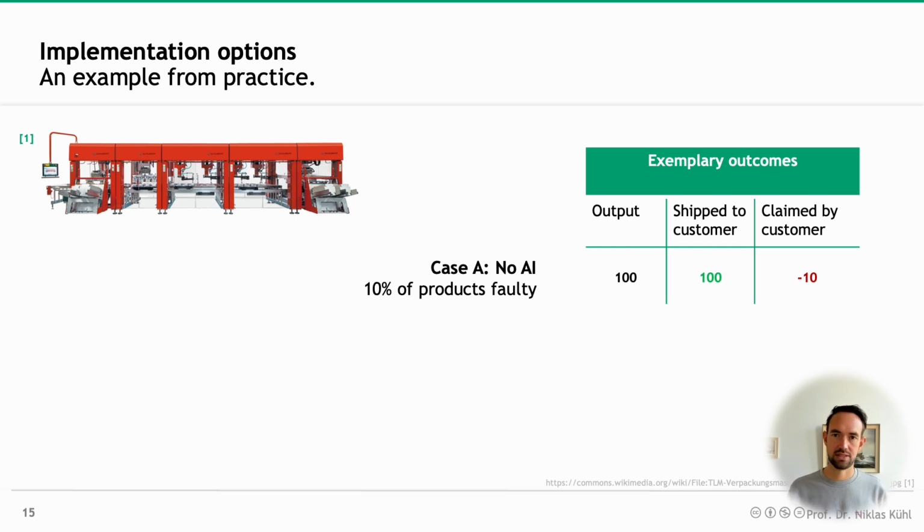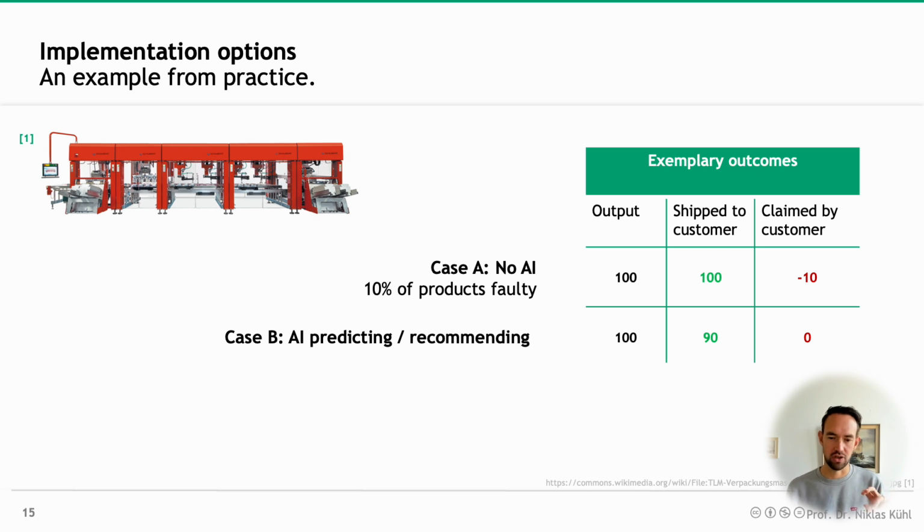Let's say this company now decides to implement an AI which is either only predicting or gives precise recommendations. And let's say that's a good AI in terms of performance, so it's able to identify these faulty units with a very high precision. Let's say it detects all of them for simplicity now. Now, if we implement this, it would be case B. We would identify those, and those would not be shipped to the customer anymore. Great, right? So we don't have those 10 units claimed by the customer anymore, but we still, from 100 that we output through our AI-based quality control, now only ship 90, but 10 are still faulty.